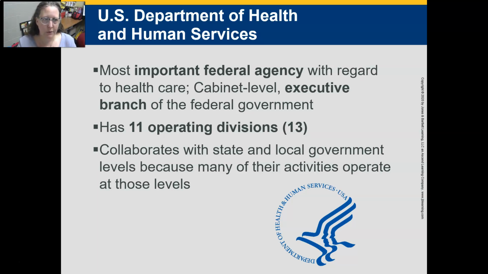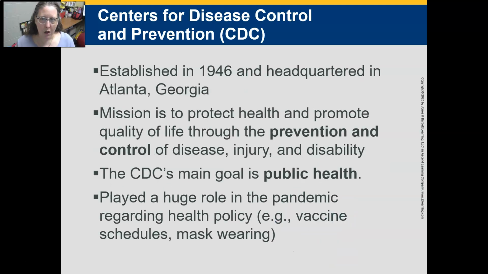It is a cabinet-level executive branch of the federal government, and our textbook says it has 11 operating divisions, but if you go look on their website and count, I counted 13. So maybe they expanded or changed a few things, but we're going to look over all of these different divisions, and of course they always collaborate with the state and local governments because the activities happen at the state and local government level. All right, so the first one we're going to talk about is the CDC.